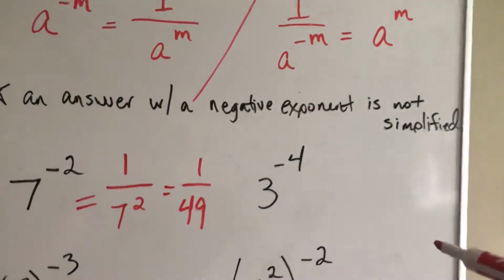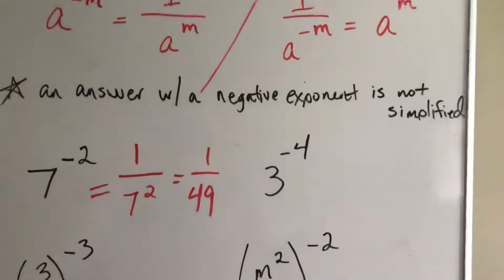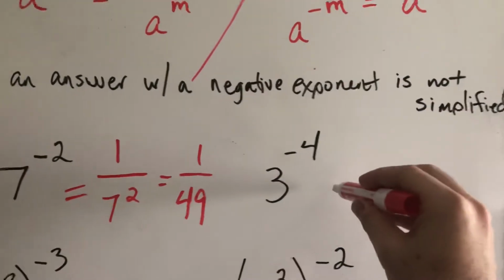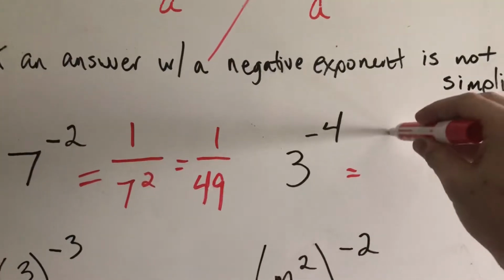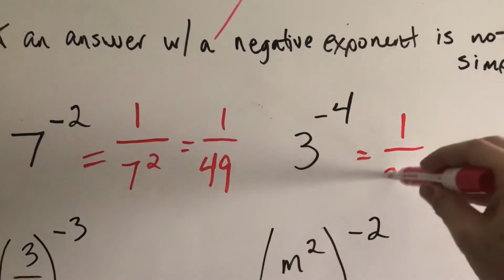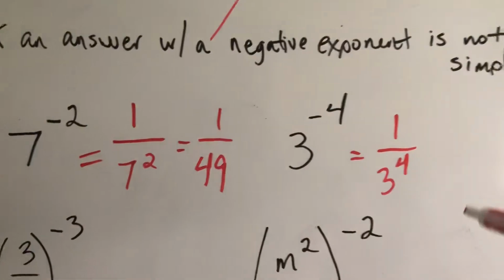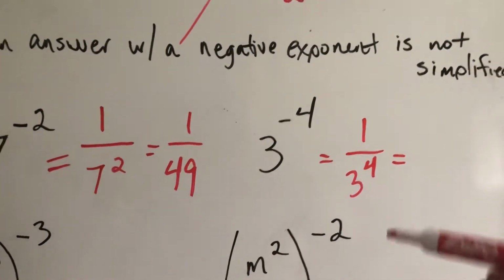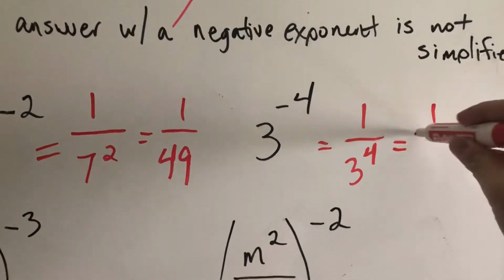Let's do a very similar example right here. Pause if you want to try it yourself. So I have 3 to the negative fourth power. Let's first convert that into 1 over 3 to the fourth power and then simplify. 3 to the fourth is 81.